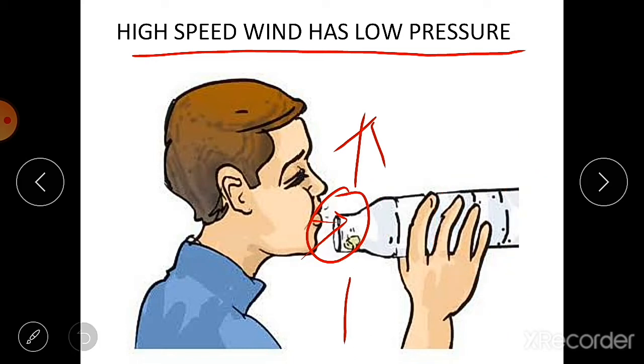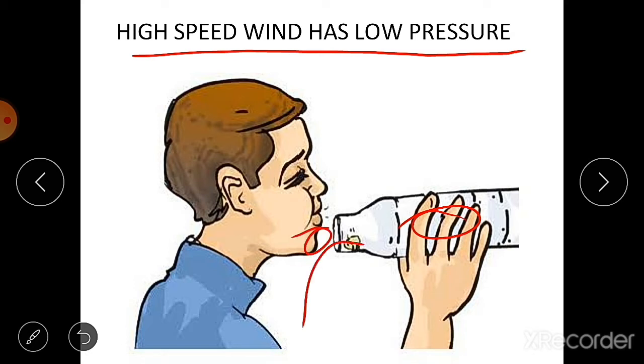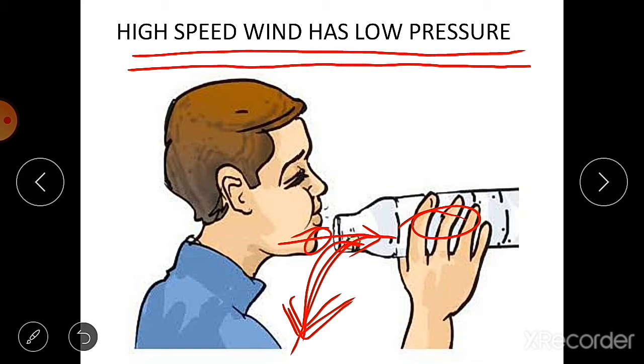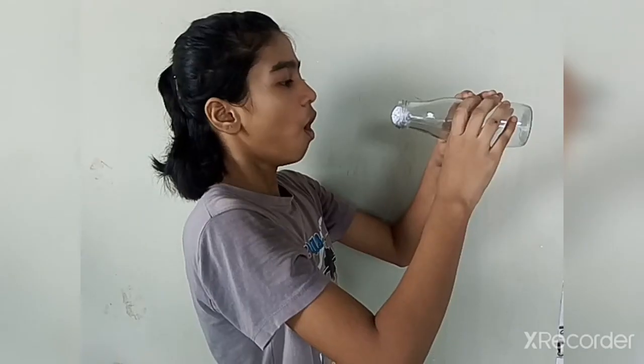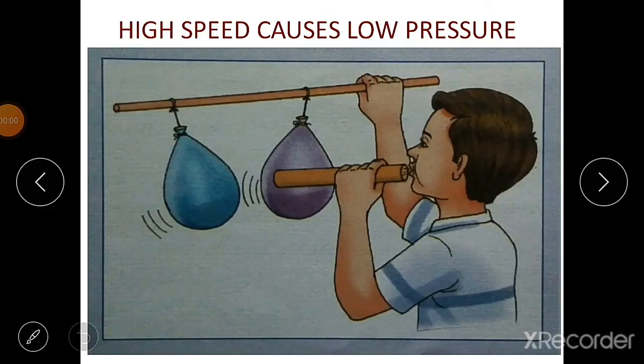Because of this difference in the pressure of air inside the bottle and outside the bottle, the paper ball is pushed out of the bottle. We are blowing air in, but the ball comes out because of the difference in pressure. So this was another activity to show that high speed wind has low pressure.